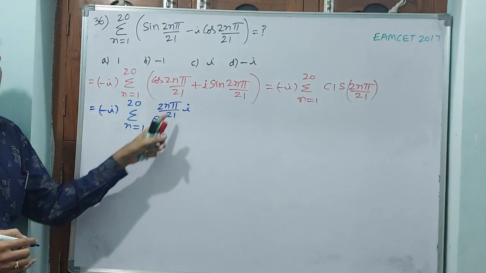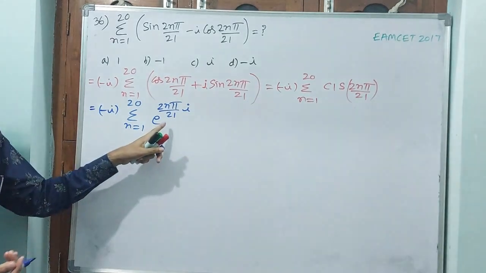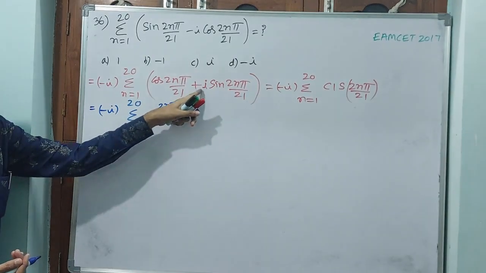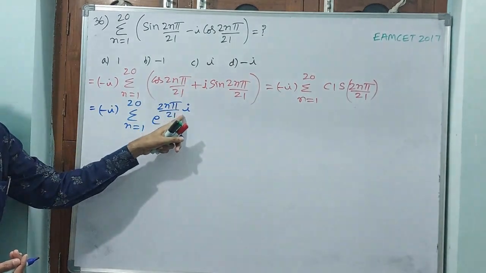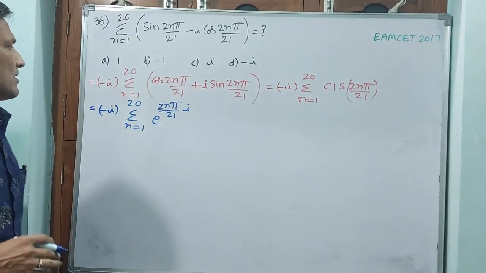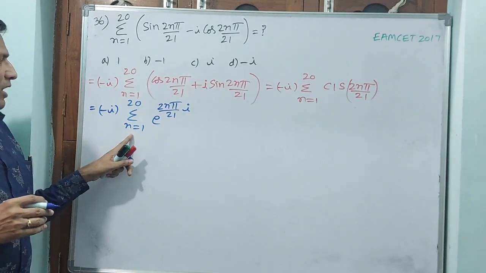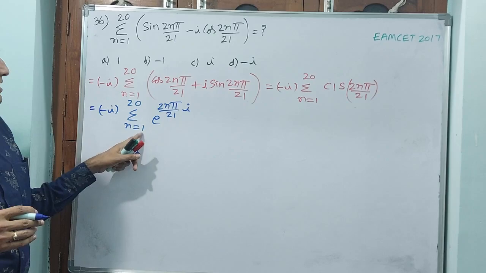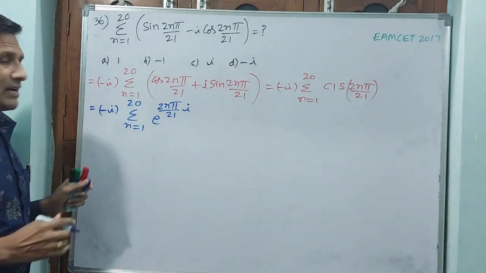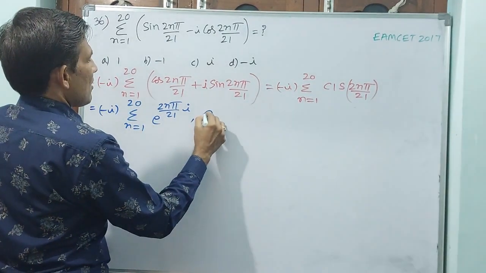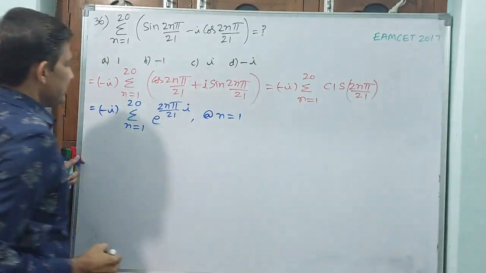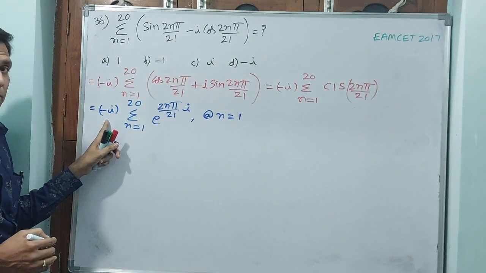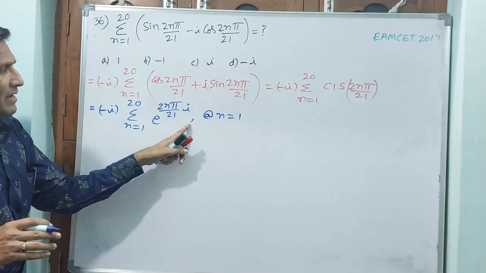e power iθ, e power iθ, we know. e power 2nπ/21, but i also I have to give. Why? Because plus i. If it is minus, then you have to write minus i. This is the form. Now I want to remove the sigma. If I want to remove the sigma, n is from 1 to 20, which means first I will take n equal to 1. At n equal to 1, I want to take only this value. Minus i will be outside. Let it be. That is why I have put a comma here.